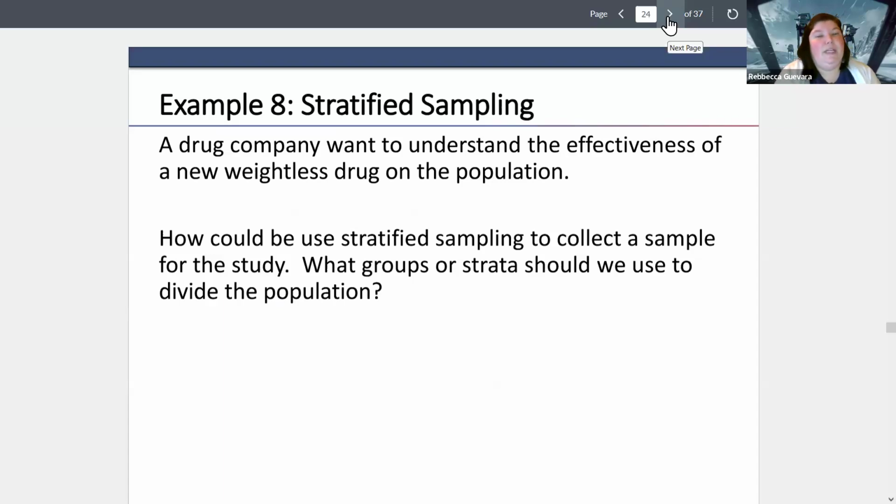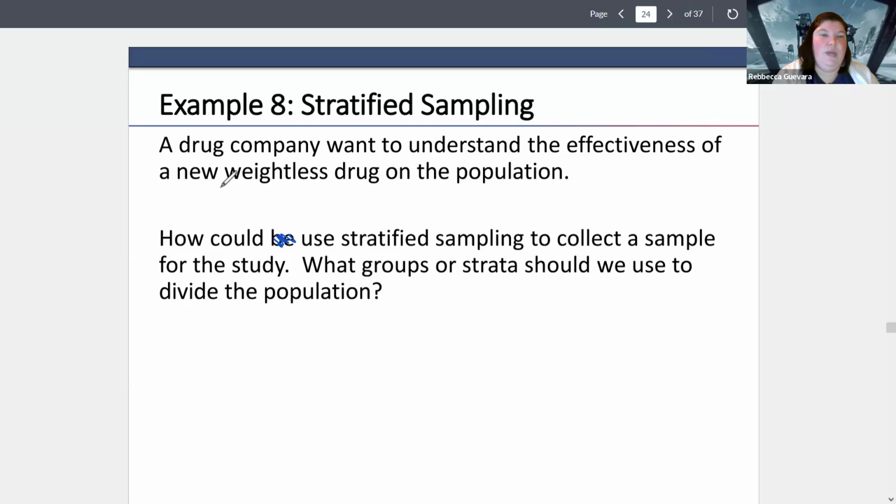Okay, so a drug company wants to understand the effectiveness of a new weight loss drug on the population. Sorry, that was a typo there. How could we use stratified sampling to collect a sample for the study? What groups or strata could we use to divide the population? Take a moment to think about that.